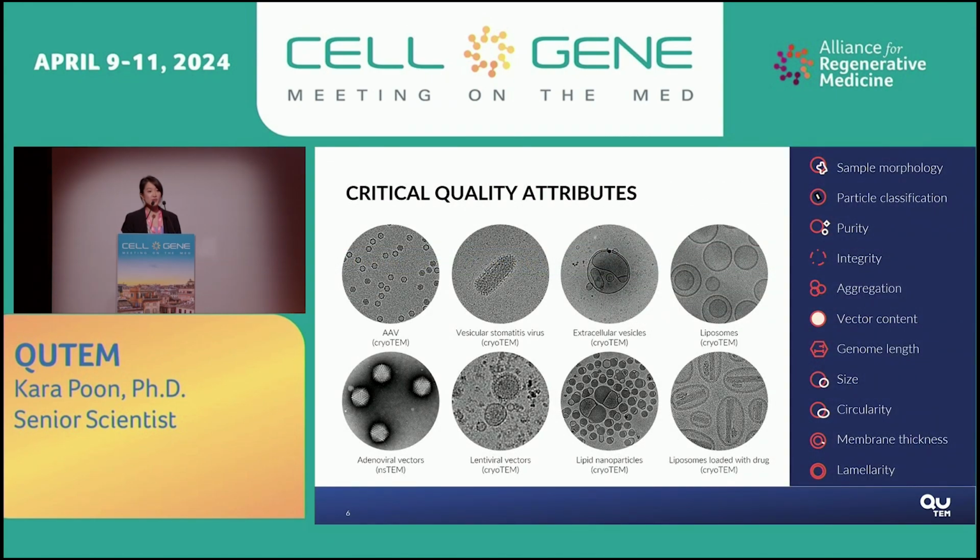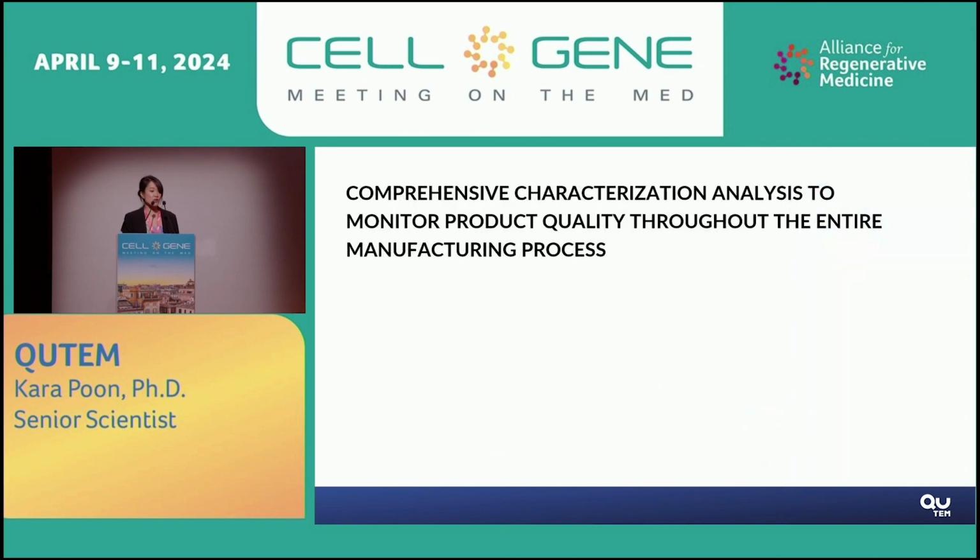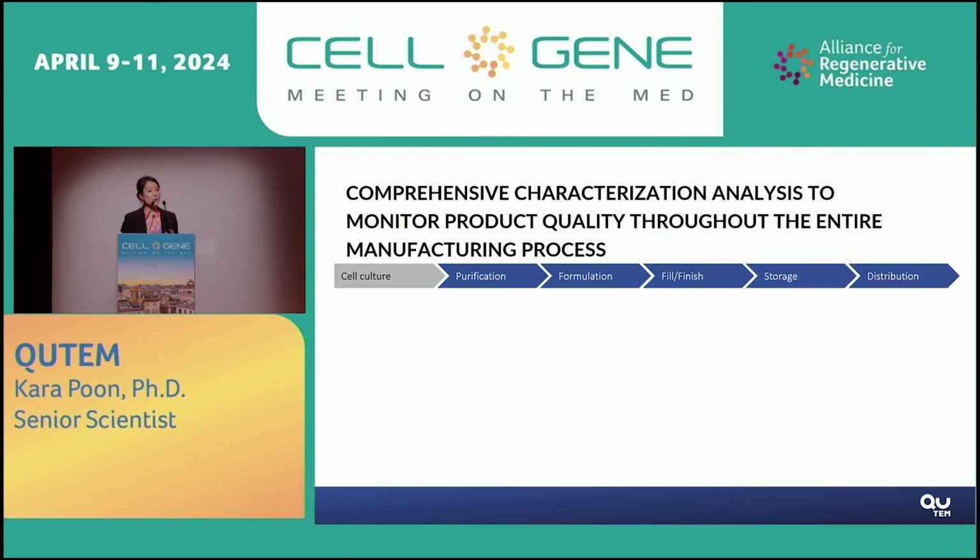There are also quite a number of different particle types that we look at QuTEM. And depending on which particle type you are working with, there are different types of quality parameters to consider as well. But irrespective of which particle type you have, the important thing to consider is that there are a core number of different quality attributes. And these are important to consider throughout the entire manufacturing process. So I want to talk about these in the context of AAVs today.